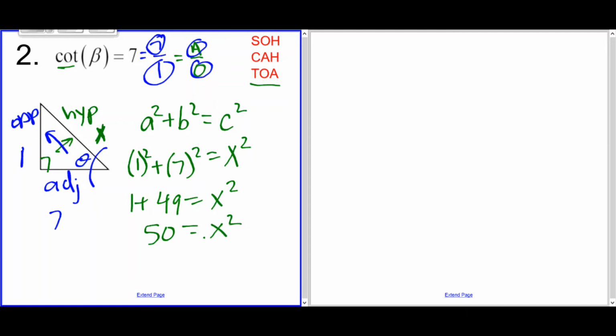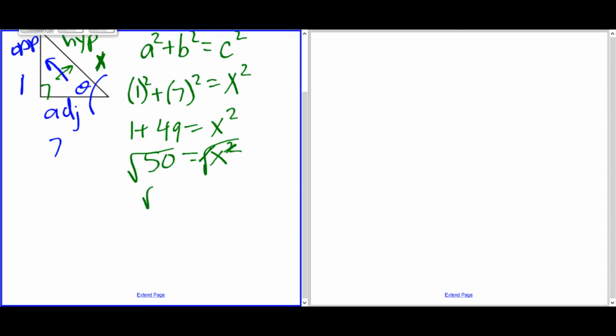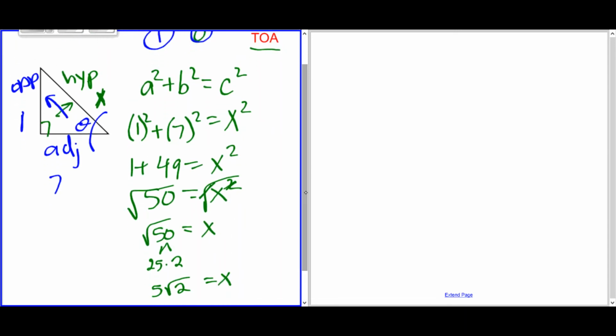And now just take the square root of both sides to get rid of the square. So the square and the square root cancel. This gets you square root of 50 equals x. But we can reduce square root of 50 because that's divisible by 25, and 25 is a perfect square. So the square root of 25 is 5, and then we can't take the square root of 2. So my hypotenuse is 5 square root of 2. So I'm going to go ahead and erase the x there, and I'm going to write 5 square root of 2. So if you can reduce the radical, then you need to reduce the radical. So go ahead and pause the video if you need to finish the Pythagorean theorem part.